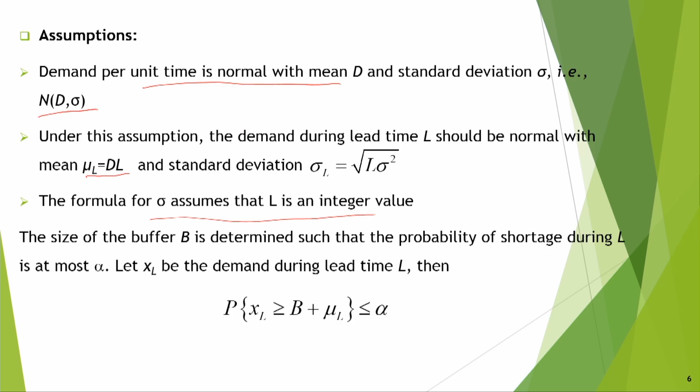The size of the buffer B is determined such that the probability of shortage during L is at most alpha. Even if you keep so many quantities, you can never guarantee that there will not be a shortage, but that probability should be small. So we say let XL be the demand during lead time L. Suppose actual demand is XL, then the probability that this demand is greater than buffer stock plus mu L should be smaller than alpha, where alpha is a small number.